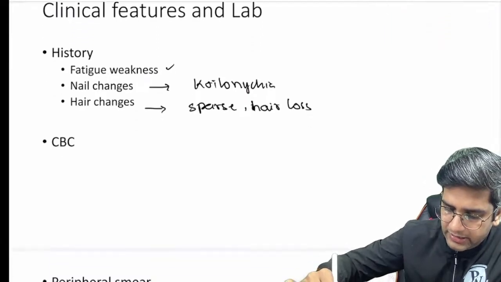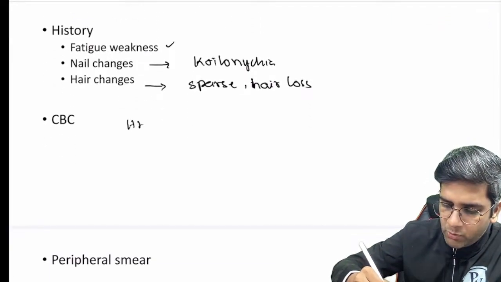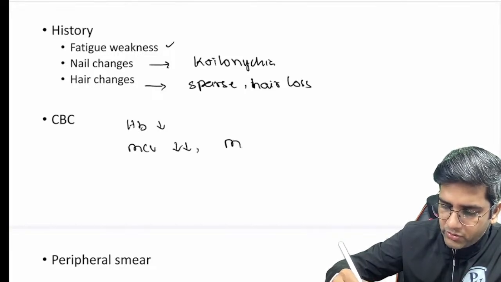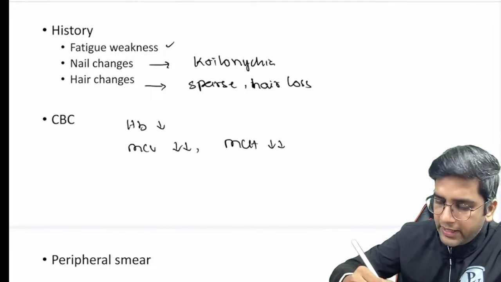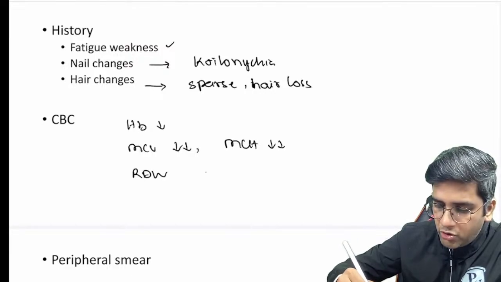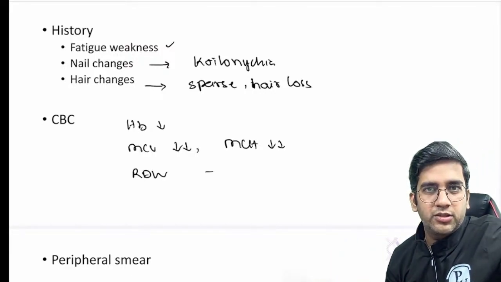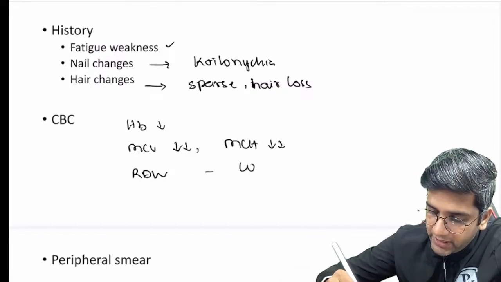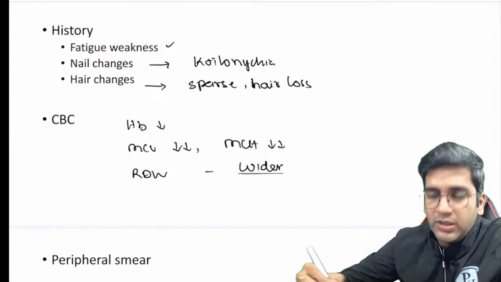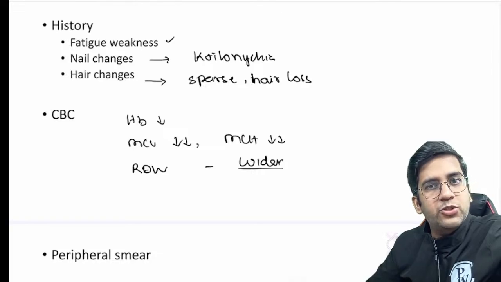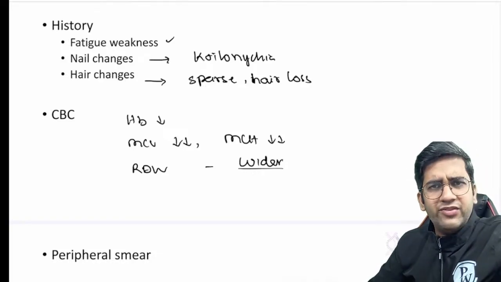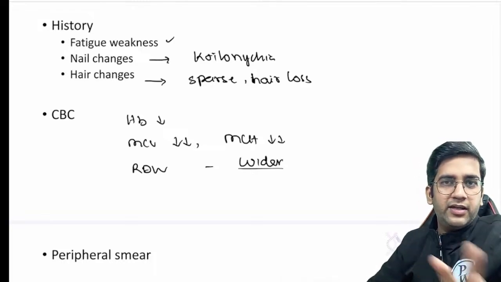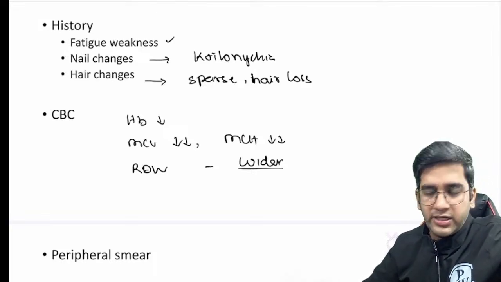Fine. Once that is done, obviously go for a CBC. Hemoglobin will be reduced. MCV will be reduced. MCH will be reduced. MCHC also will be reduced. Again, what will happen to RDW? Normal, wider, shorter? In both nutritional anemias, RDW will be wider. You'll have a wider RDW. If you want, write it in brackets. That helps us to differentiate thalassemia minor, which is a very important differential diagnosis for a microcytic anemia, right? It will become more. That's what happens to RDW, fine?